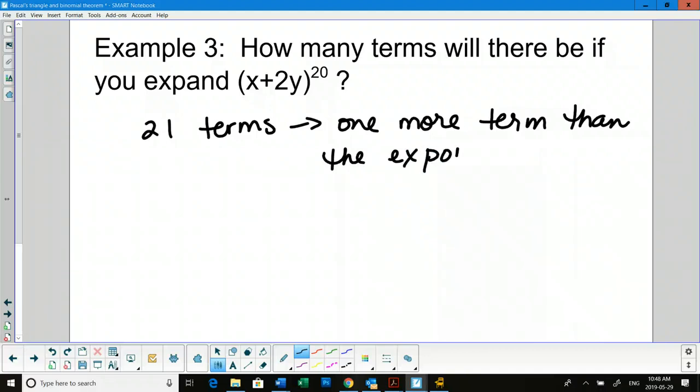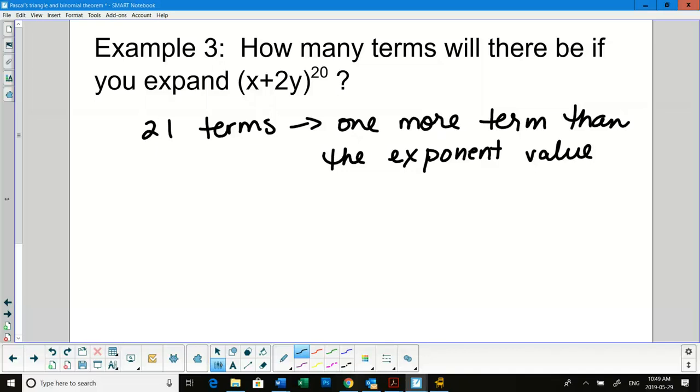And this is in the initial expansion. If you happened to have something like x plus 2x squared to the exponent 20, your initial expansion would give you 21 terms, but you might find that you have some common terms at the end that have to be added. So this is basically just telling you the initial expansion will give you 21 terms. That doesn't necessarily mean that once you expand and simplify, you will always have 21 terms. It's just that initial expansion.